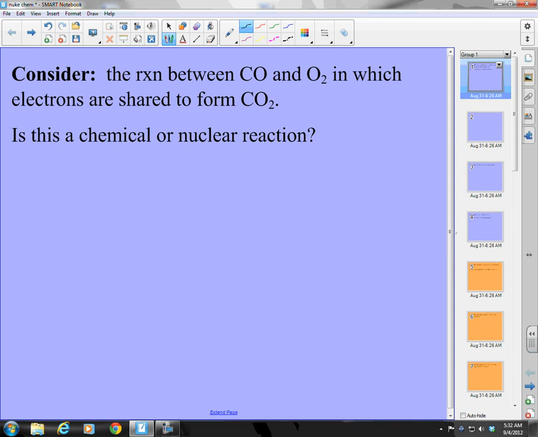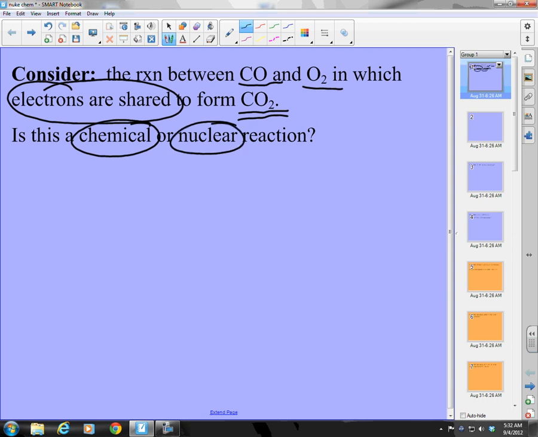We have a reaction between CO. What is CO? Carbon monoxide, and O2, oxygen, in which electrons are shared to form CO2. CO2 is carbon dioxide. Now the question is this: is this a chemical or is this a nuclear reaction? Okay, I think we need some notes on this.